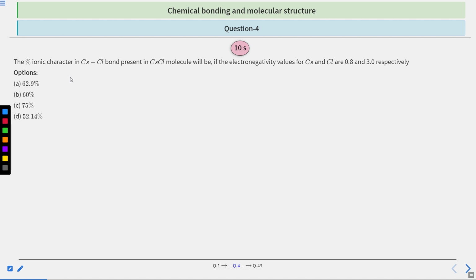The percentage ionic character in the CsCl bond present in the CsCl molecule will be, if the electronegativity values for Cs and Cl are 0.8 and 3.0 respectively. Options are 62.9%, 60%, 75%, 52.14%. You have 10 seconds to solve this question. After that, we will see the answer.